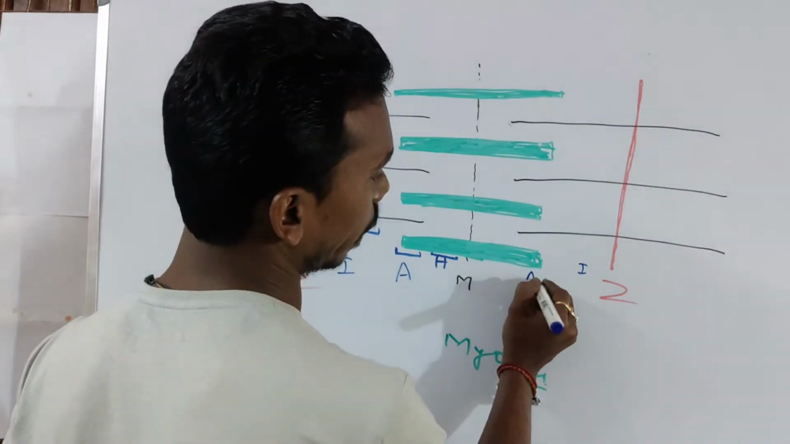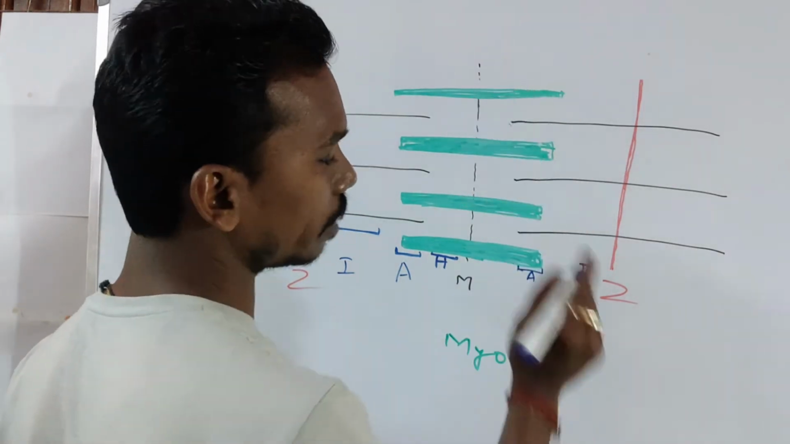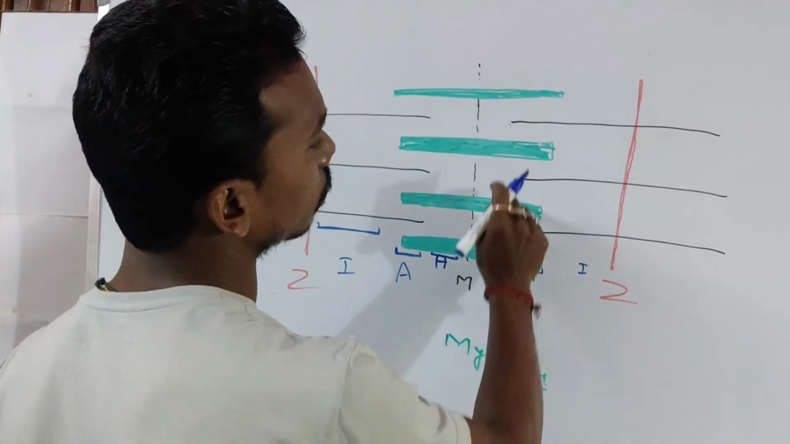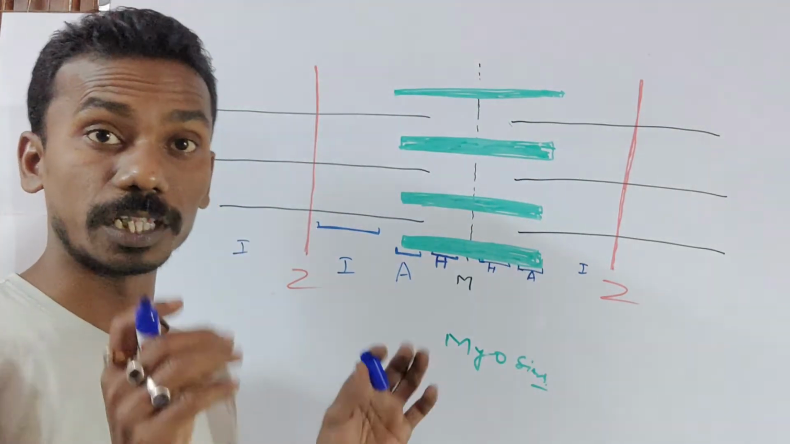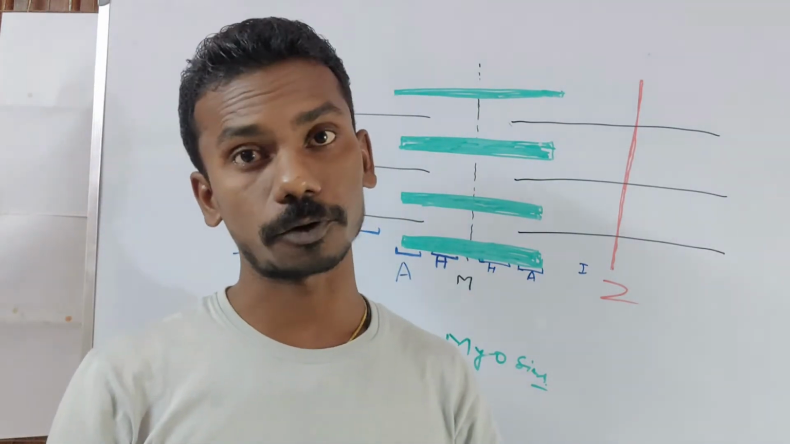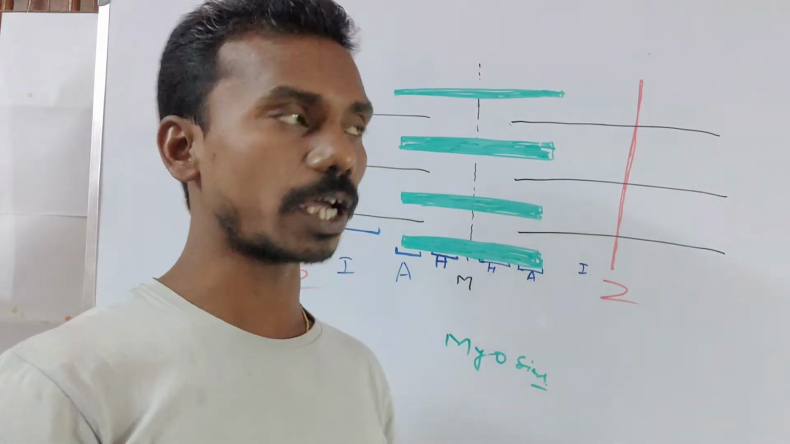In case of the A band, it contains the myosin and actin alternatively, and in case of the H band, it only contains the myosin microfilaments. So this is the basic structure of a sarcomere, which is a unit of contraction in case of our muscle fibers.